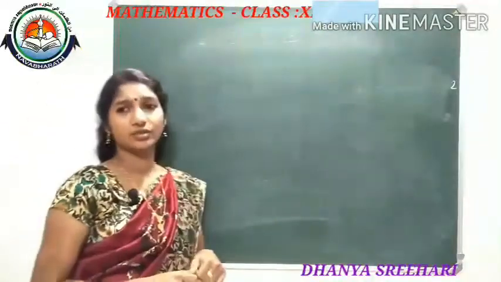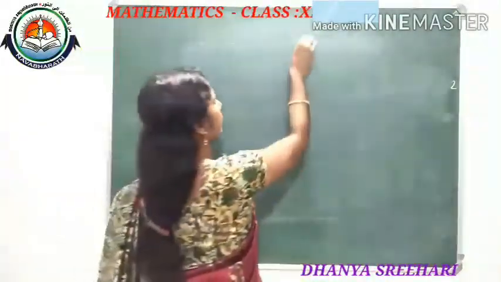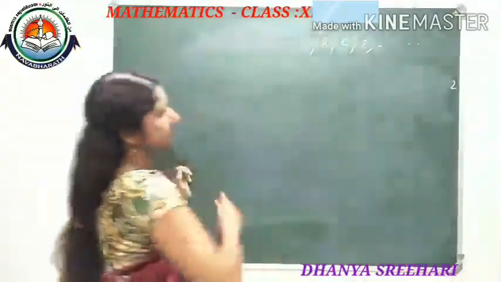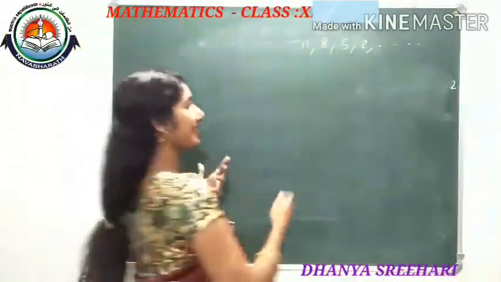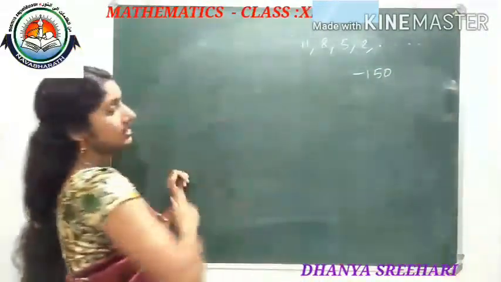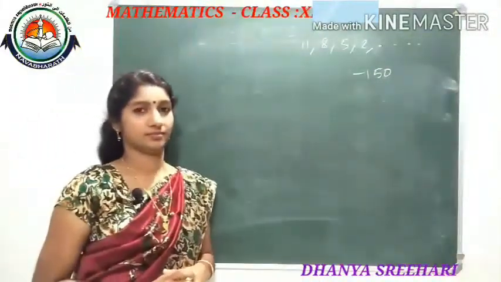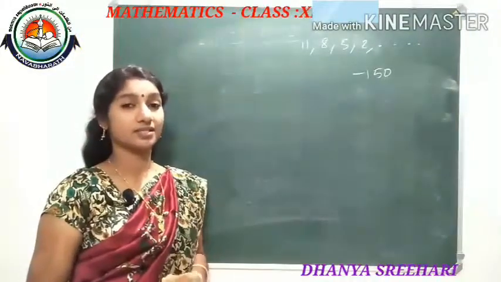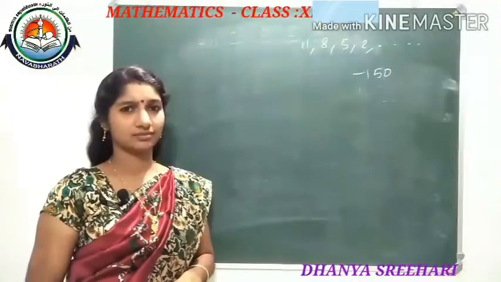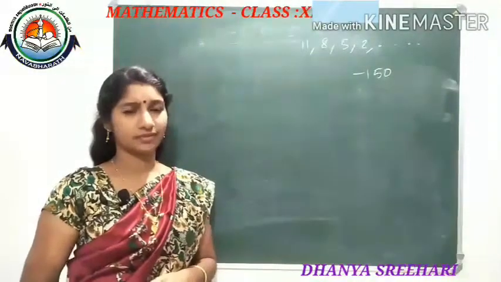It is asked in one question. One AP is given: 11, 8, 5, 2, etc. It's asking, is minus 150 a term of this AP or not? How will we check whether minus 150 is coming?